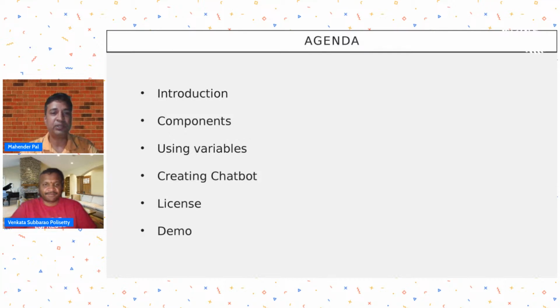So we'll start with the basic introduction about the Power Virtual Agent. Then we will see what the main components are which play different roles in the Power Virtual Agent, and then we'll see how we use variables, and we will see the high level process of creating a chatbot, and we'll see more detail in the demo part. But I will explain that high level step here, how we create a chatbot, and then we will have a quick overview of the license, that if you want to buy Power Virtual Agent, what are the costs that you need to pay. Okay, and after that we will have a demo.